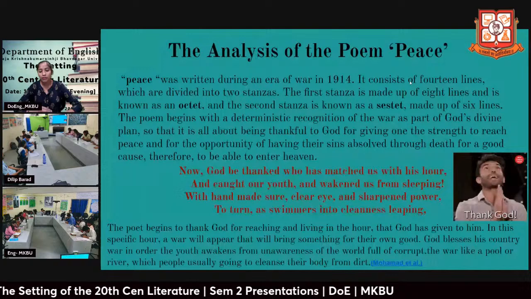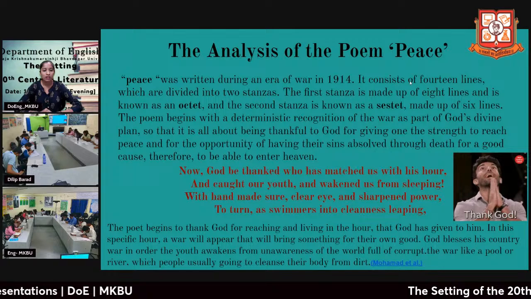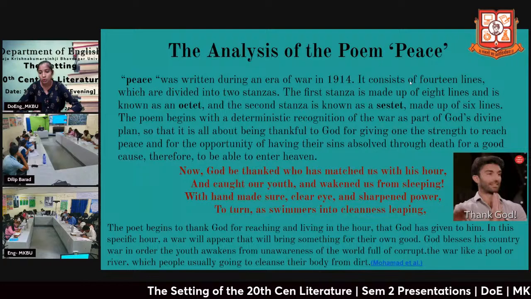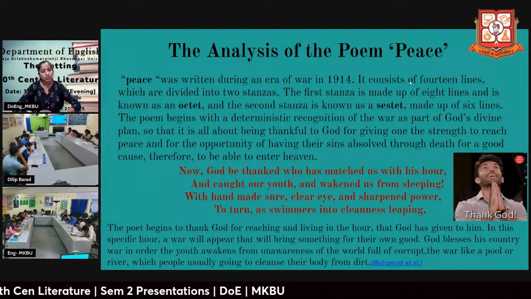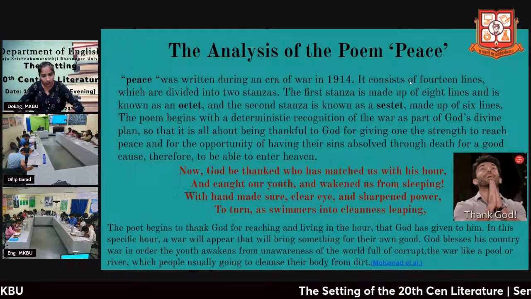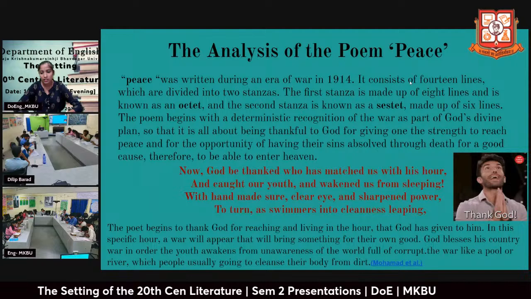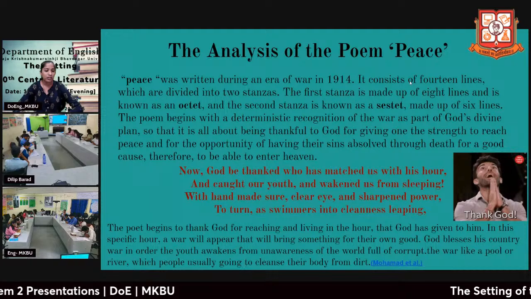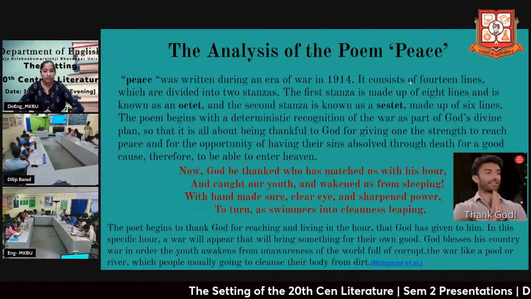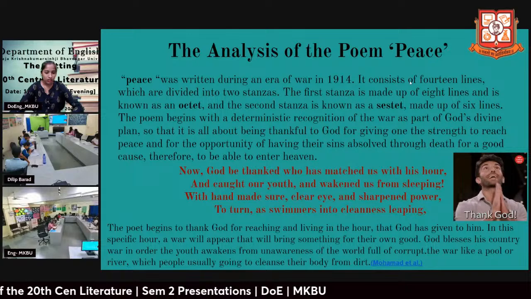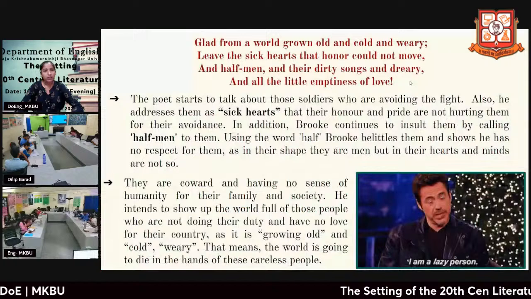He is also thanking God for giving birth in this life, and that what will appear will bring something for our own good. God has blessed his country in wartime with youth awareness for the unawareness. The third line, with hand made sure, clear the eyes and sharpened power, turn as swimmers into cleanness. It is like the world is a pool or a river that we jump into to clean our body, which reflects our dirtiness, the way people usually clean their body of dirt. Second, and glad from a world grown old and weary.